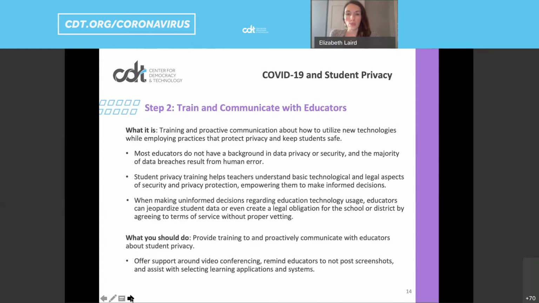The second step, which is also very important, is to train and communicate with educators. And that is important because most educators, and when I say educators, I'm thinking about folks at the school level, so be it principals or teachers in the classroom, most of them don't have a background in privacy or security. And as I mentioned before, many of the data breaches that we've seen historically in education, and certainly recently, are the result of human error.